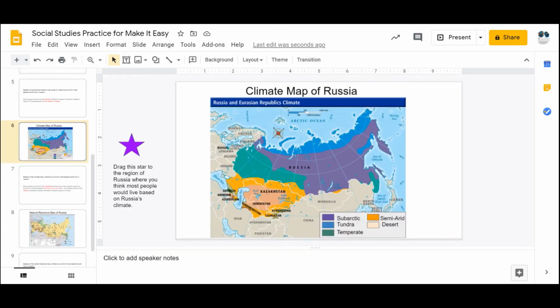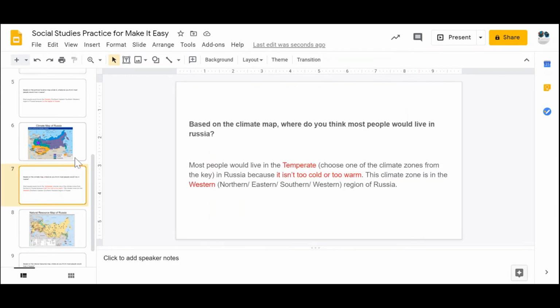So this is the climate map of Russia. It says drag the star to the region of Russia where you think most people would live based on Russia's climate. So we have subarctic, tundra, temperate, semi-arid, and the desert. So they would definitely live in a temperate climate because it isn't too hot or cold. And then over here is the explanation. Most people would live in the temperate in Russia because it isn't too cold or too warm. This climate zone is in the western region of Russia.